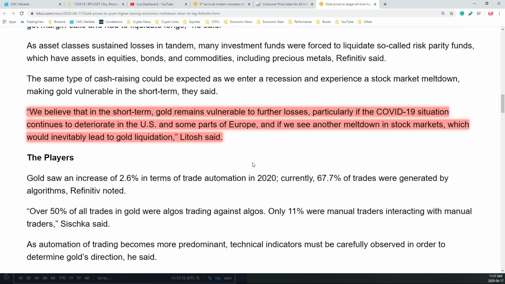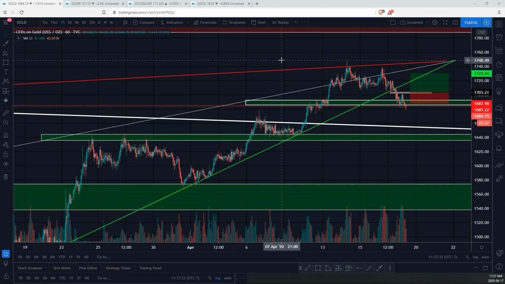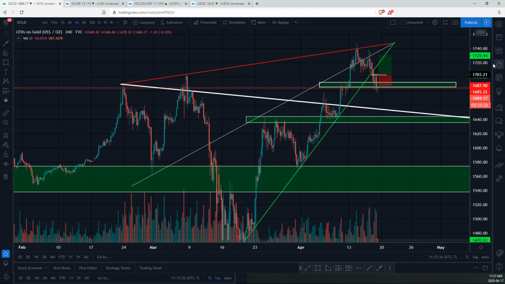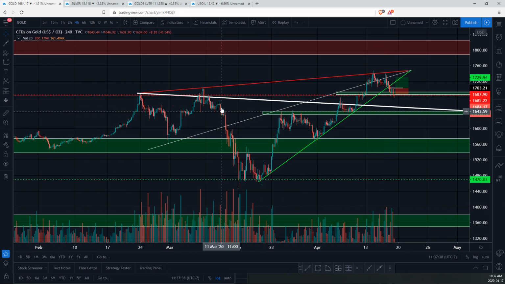And the last thing we're going to read right here. We believe that in the short term, gold remains vulnerable to further losses, particularly if the COVID situation continues to deteriorate in the US and some parts of Europe, and if we see another meltdown in stock markets, which would inevitably lead to gold liquidation. So remember last time, the huge sell-off in gold, let's just go back to the 4-hour chart, this huge sell-off back in kind of mid-March.